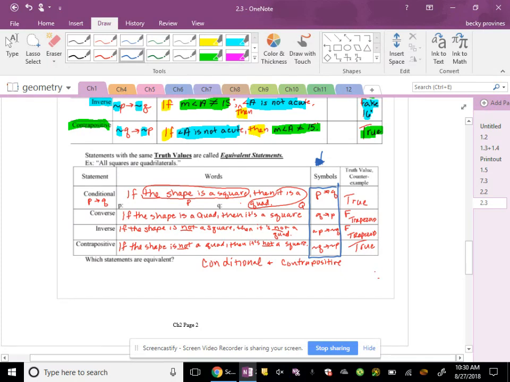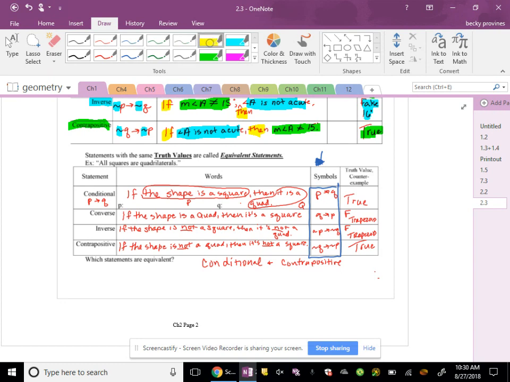Now, let's look at the names again. Most of them start with a C word, except for inverse. So inverse, we have to come up with a way to memorize these. Inverse is not P, not Q. Contrapositive is a huge word. It's the one that's most messed up. You're flipping it. You're negating it. You have to come up with a way to memorize this.